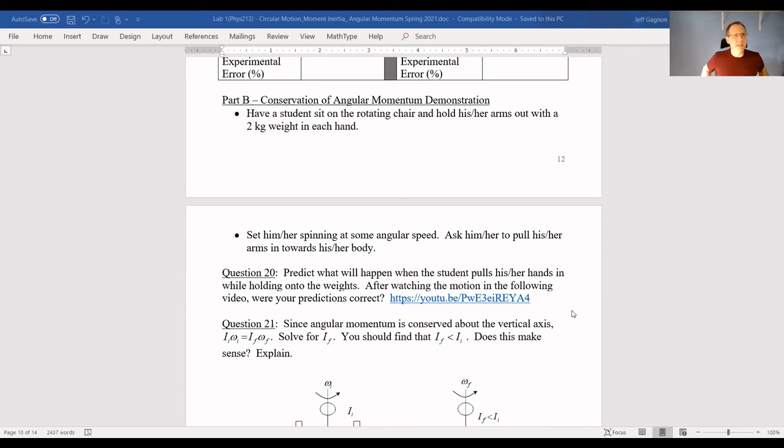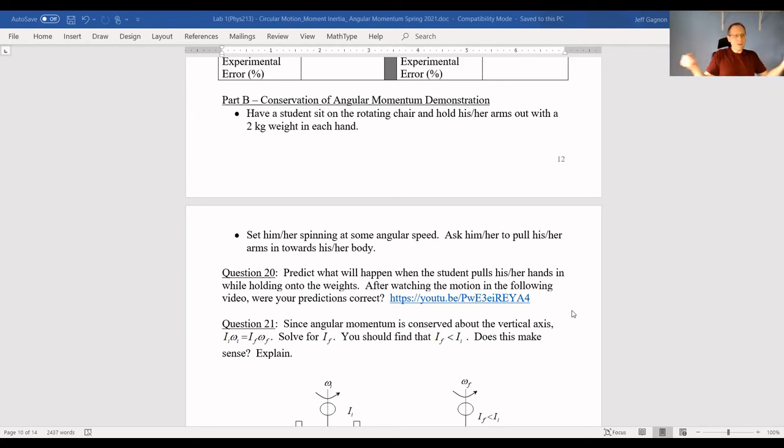Imagine you have someone sitting in a chair, right? It's able to spin, and you're holding these 2-kilogram weights with your arms out, right? So your arms are out to the side. Someone gives you an initial angular speed, so you're rotating with some omega, in radians per second.